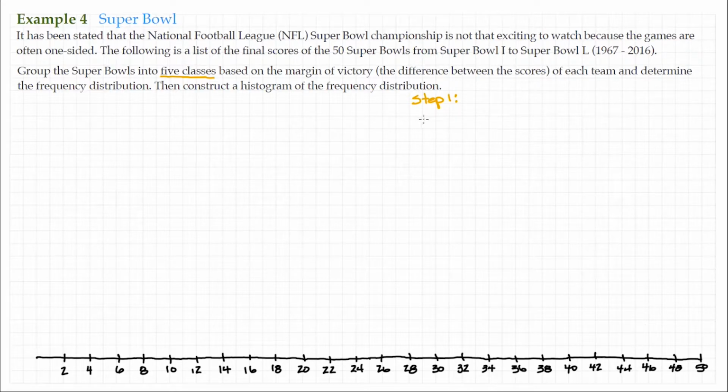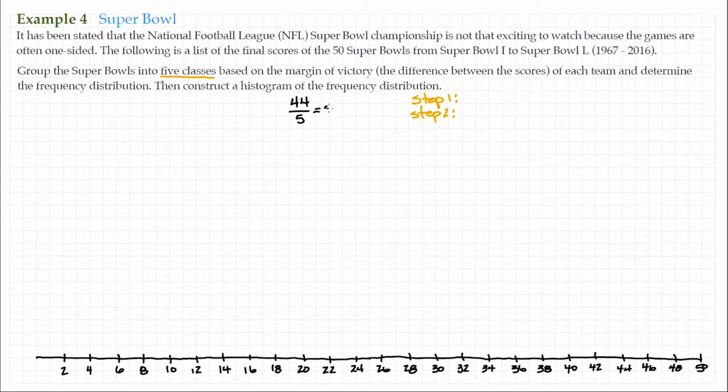So then for step 2, we have to determine our class width. Now we're going to have 5 classes. That means within that data from 1 to 45, I have to divide it up into 5 classes, 5 bars. So from 1 to 45, that's a span of 44. We just subtract the smallest data value from the largest data value. Then we're going to divide that by 5.